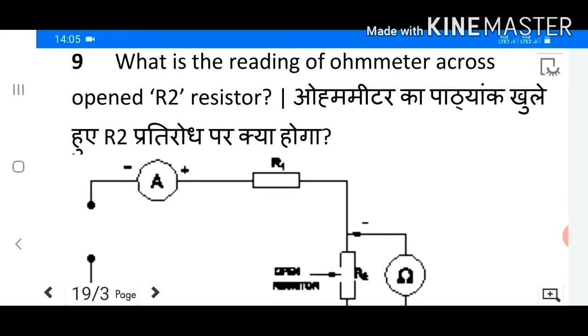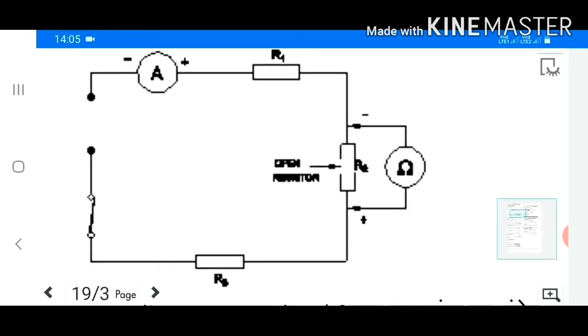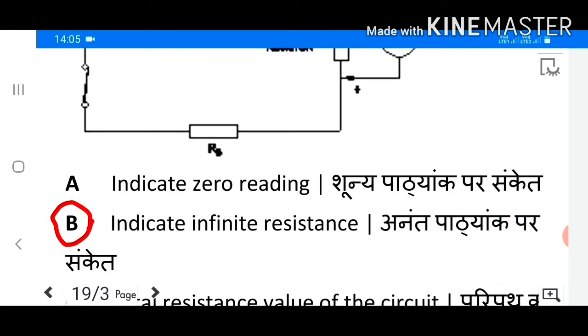9. What is the reading of ohm meter across opened R2 resistor? Answer B. Indicate infinite resistance.